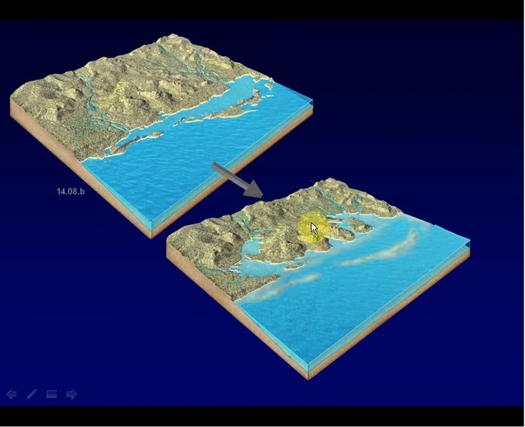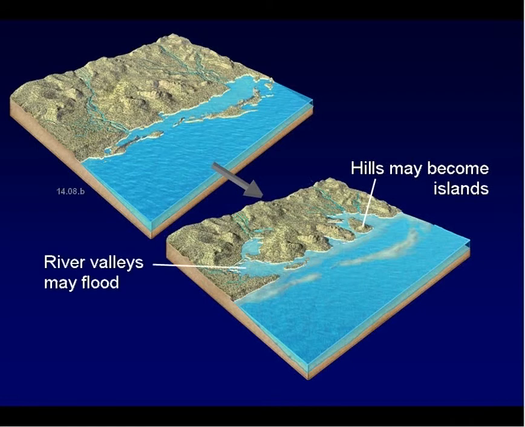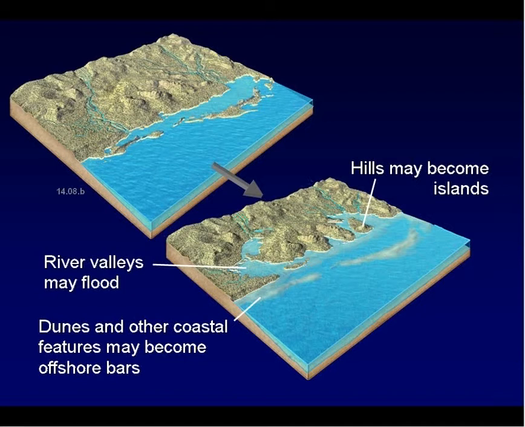Okay, and hills here at the coastline. Some of these high areas at the coastline become islands, and we've got some submerged bars and dune features and so forth further out as well. Okay, just to summarise, we've got hills that may become islands in terms of a submergent coast, river valleys that may flood and produce quite irregular features known as embayments, and dunes and other coastal features may become offshore bars.